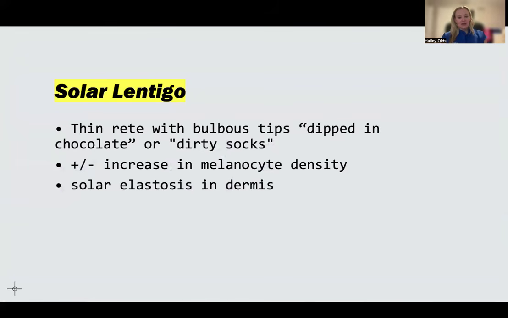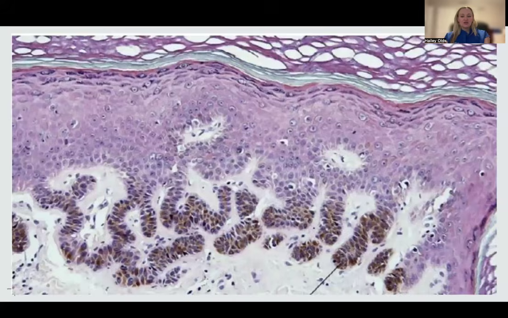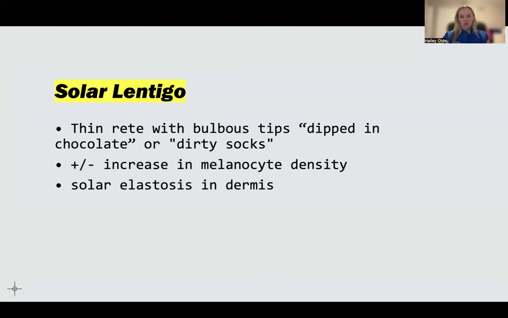Sometimes you can see an increased number of melanocytes, but it's really more of a keratinocyte thing. And sometimes you don't see it here so much, but you'll see solar elastosis in the dermis as well, which clues you into that they've had sun damage and that this is lentigo.